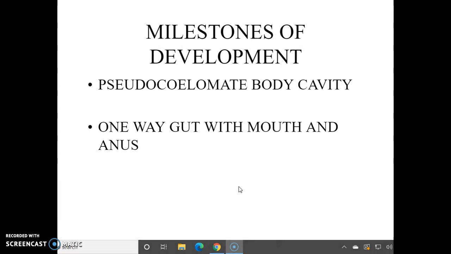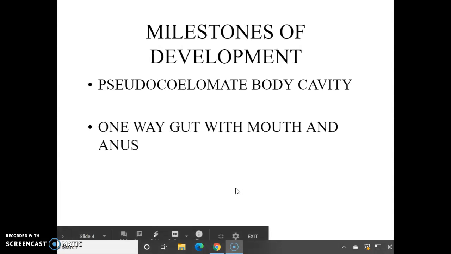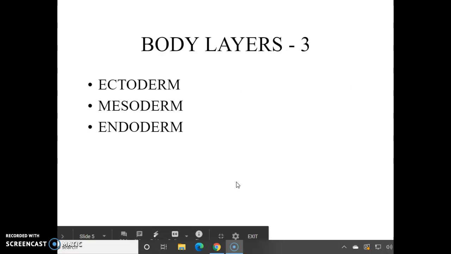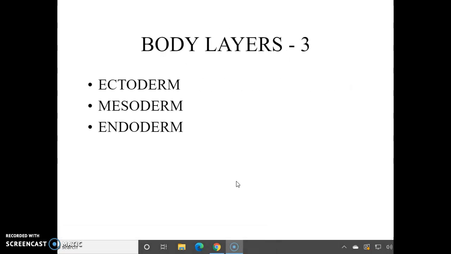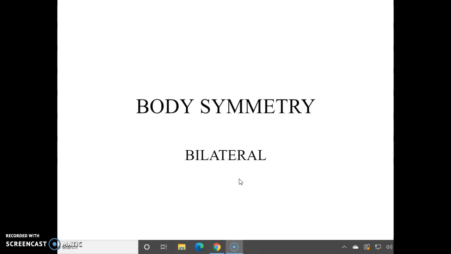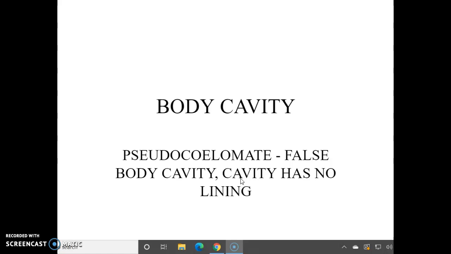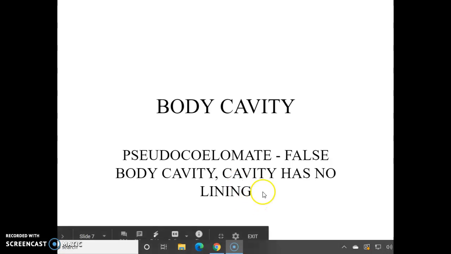Now, milestone development, we're moving up with the gut area. It's pseudo-coelomate, so there is a cavity there, but it's not lined. And another big plus here, we're getting a one-way gut with an in and an out. We have a mouth and an anus in this group. Body layers: ectoderm, mesoderm, endoderm. Body symmetry is again bilateral, two mirror images. Body cavity, pseudo-coelomate. It has a false cavity because there's no lining.